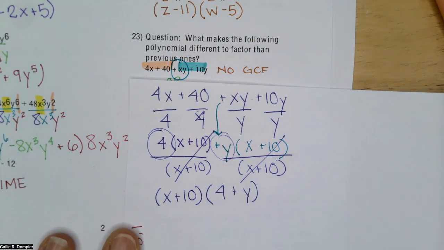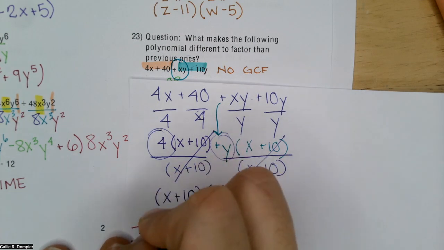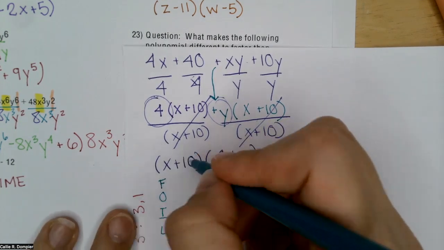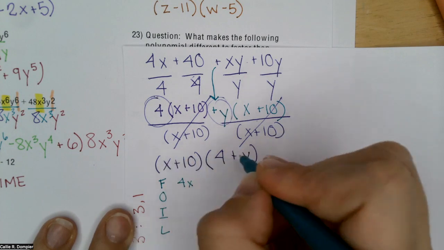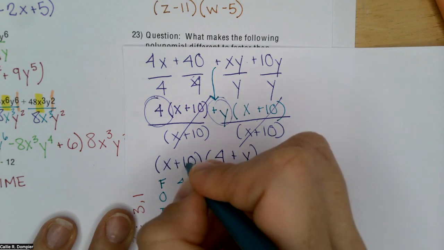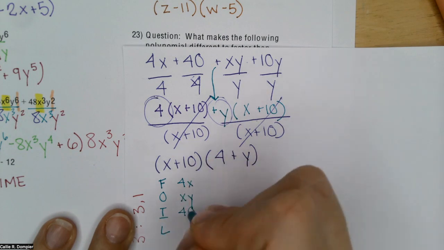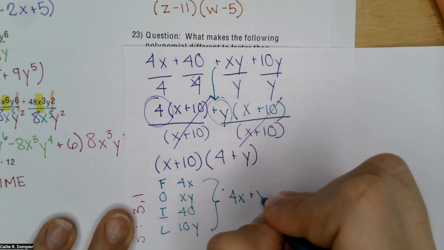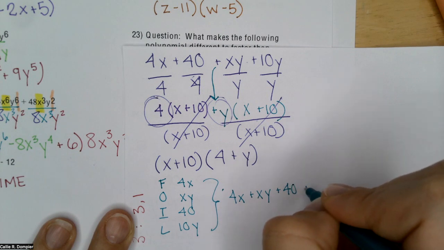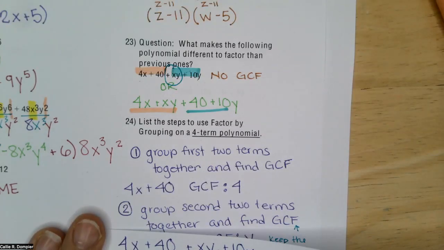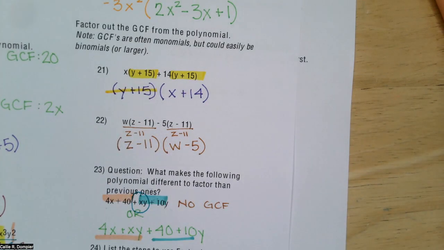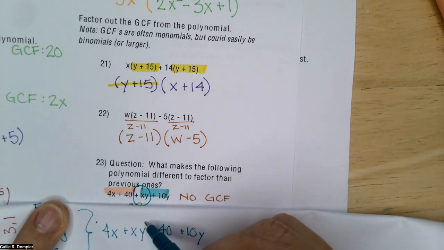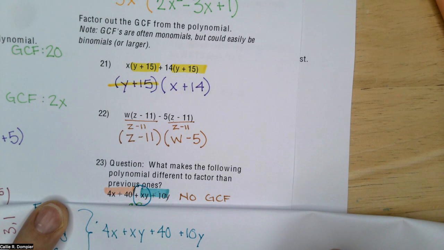Good. And you want to make sure it works. Let's FOIL it. X times 4, 4x, x times y, xy, 10 times 4, 40, 10 times y, 10y. 4x plus xy plus 40 plus 10y. Is that the same? It is. These two got switched around, but it is the same.